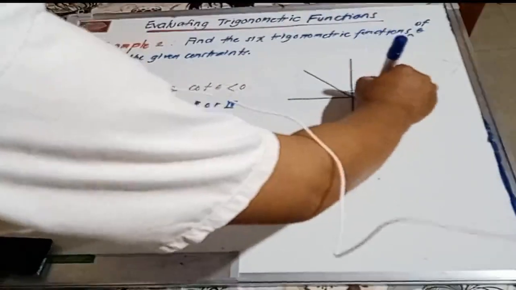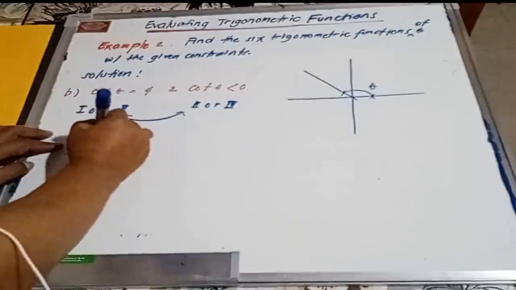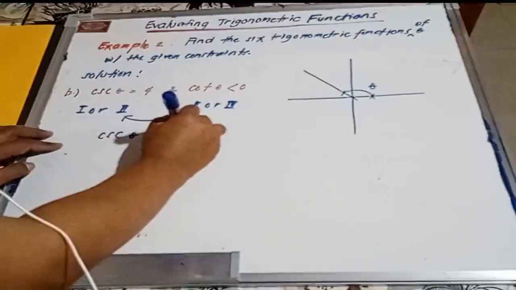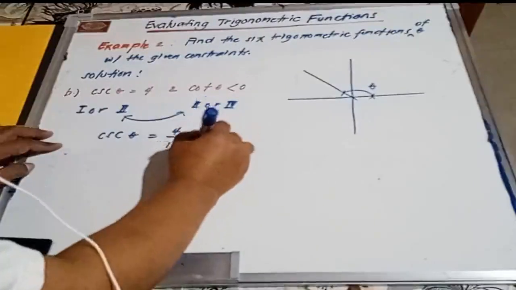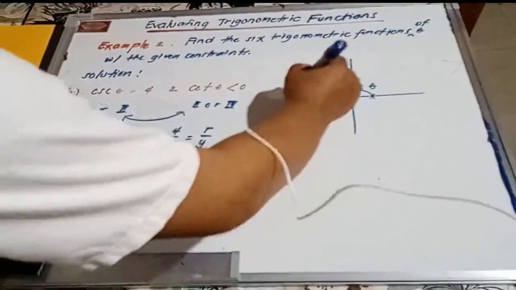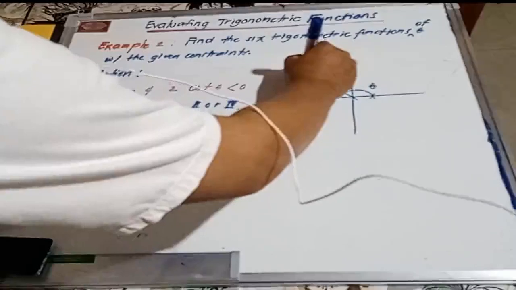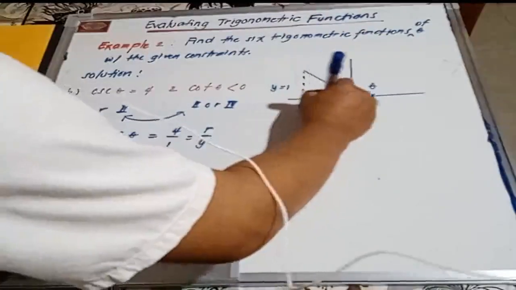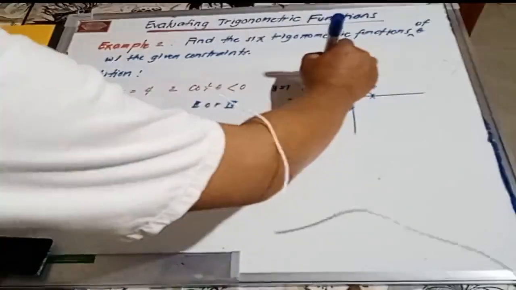Okay, so ito yung ating theta. Ang cosecant theta is 4 over 1. Okay? So, yan ay r over y. Sa makatuwid, for ang ating r, ang y natin ay 1. So, ito yung y equals 1. Ang kukunin natin yung kanyang horizontal distance. Okay? Ang r natin ay 4.